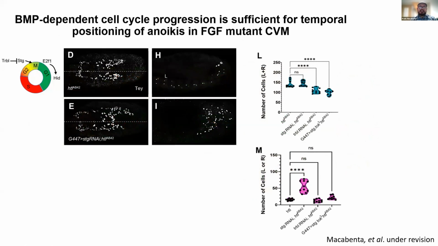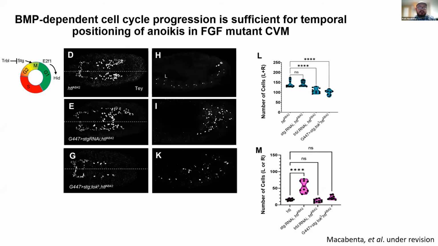And to do this, we used the Gal4 UAS system to express either a dsRNA construct against the mitotic activator string or express string protein in the CVM cells in a heartless mutant background. And what we found is that expressing string dsRNA in the CVM recapitulates the heartless string double mutant data that I showed earlier, where you have survival of the CVM cells at the conclusion of stage 13.